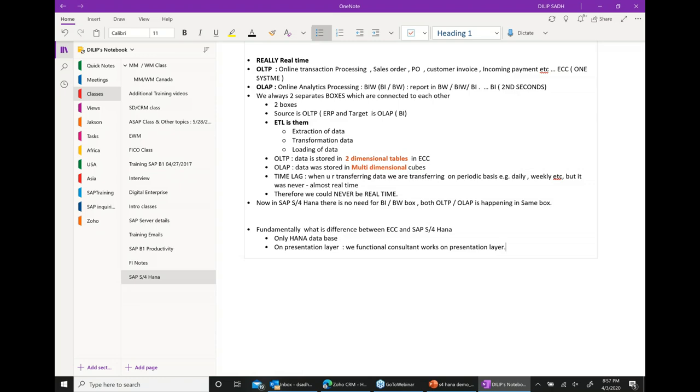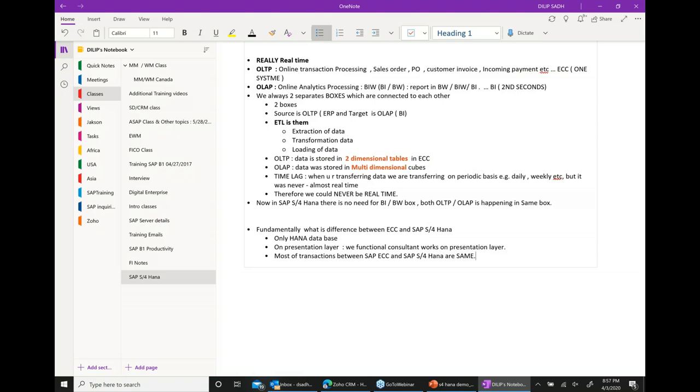So what is the difference than presentation layer? Let me tell you, most of the transactions between SAP ECC and SAP S/4HANA are the same.